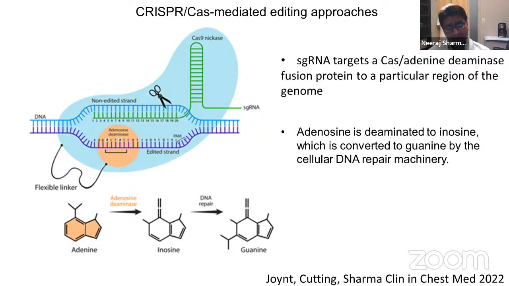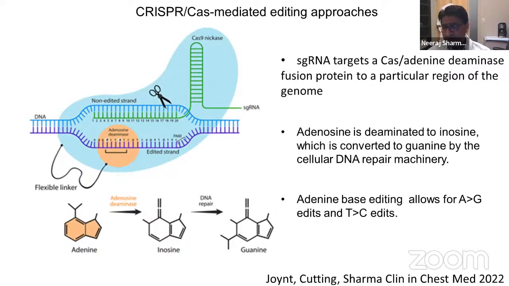Again, I'm trying to bring back to our basics. The biochemistry has taught this, and that has been applied now to these tools that are revolutionizing medicine. What this adenine base editing does is allow for the conversion of A to G edits and T to C edits. And this is more specific for W1282X. That is why I have given you this example.